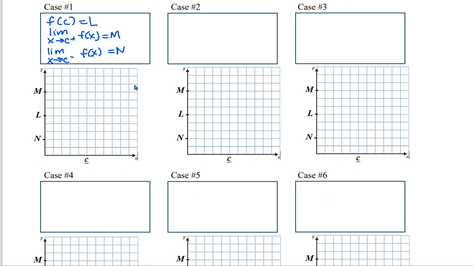and then you're going to read this information and create the graph. First of all, it says f of c is equal to L. So here's where c is. L right here means we have a point right there. So that takes care of that piece of information. The limit as x approaches c from the right, so coming in from this direction, your function is approaching m. Now it does not equal m because it already equals L at c, so we'll put an open circle right there, and you can have any continuous flow of points leading up to that.